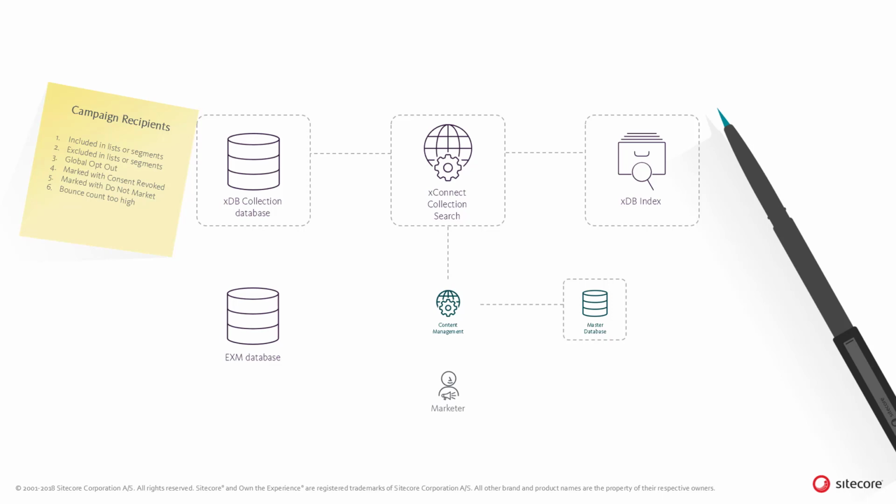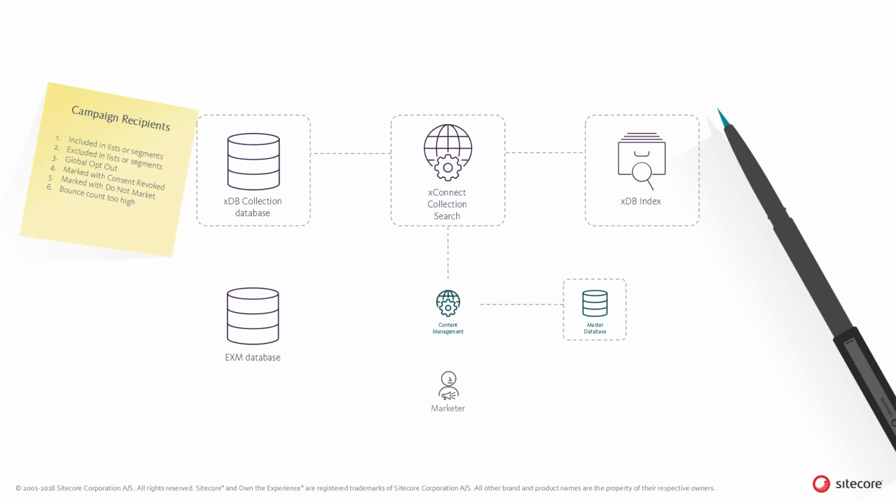First, it includes the contacts in the lists or segments specified on the email campaign. Secondly, it excludes the specifically excluded contacts, that is, contacts on the exclude lists associated with the campaign. Then it will exclude the global opt-out contacts. These are contacts which have been manually added to a global opt-out list, which have unsubscribed from all newsletters, or which previously have returned a hard bounce or a spam complaint. These contacts will therefore be excluded from all email campaigns.